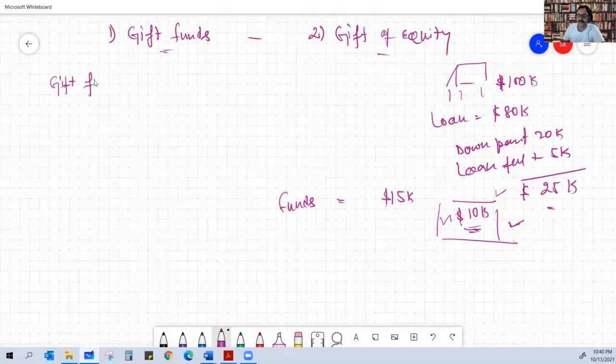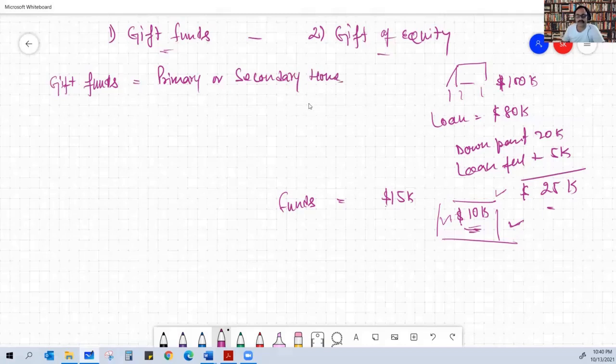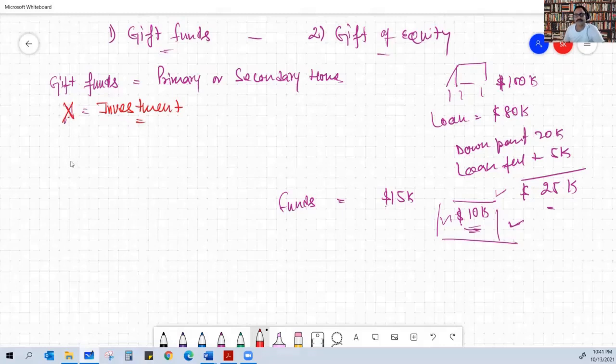Be with me. Gift funds are accepted only in a primary or secondary home. Whenever the borrower is going to purchase a primary or secondary home, only then can they accept the gift from their relative. Gift funds could not be accepted when they are purchasing an investment property. We are not going to accept them for an investment property. Gift funds are not acceptable towards the purchase of investment property.